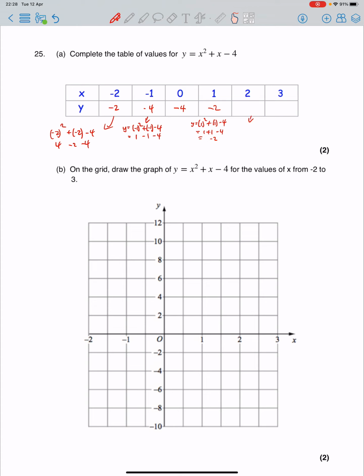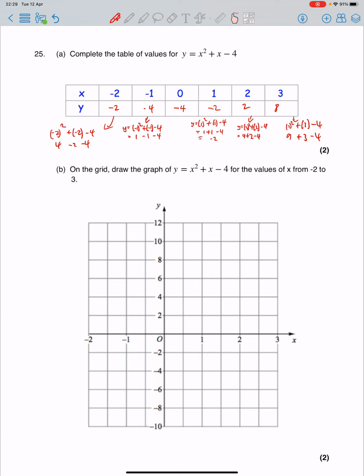And then we've got x equals 2. So we've got y equals 2 squared plus 2 minus 4, giving us 4 plus 2 minus 4, which is equal to 2. And then when x is equal to 3, we've got 3 squared plus 3 minus 4. So that's 9 plus 3 minus 4. So 9 plus 3 is 12, minus 4 is 8. So we've got the points here.